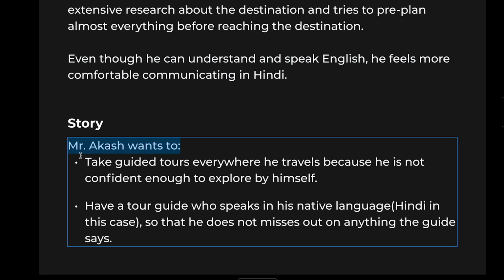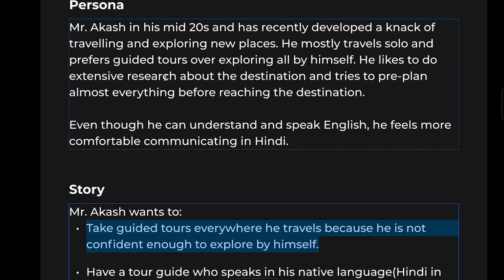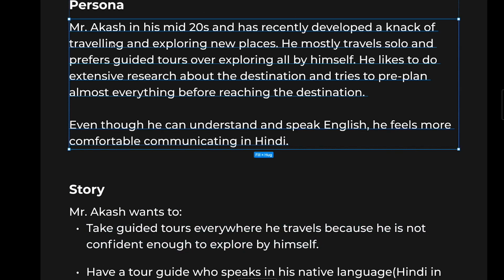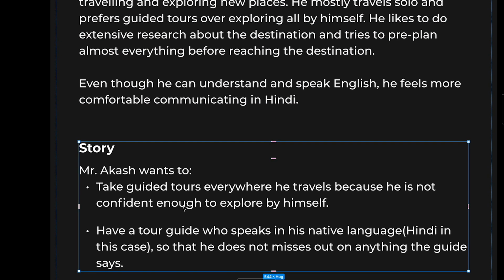Mr. Akash wants to take guided tours everywhere he travels because he's not confident enough to experience it. Now this is not a user story, right? This is who Mr. Akash is, and he's already mentioned that over here. Mr. Akash wants to travel new places, and he travels solo and prefers taking guided tours. This is already written. So this is not what Mr. Akash wants to do, right?